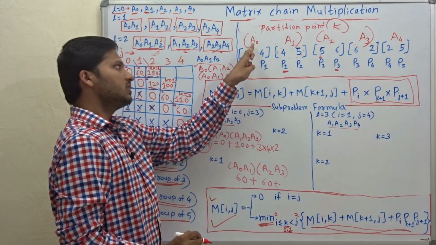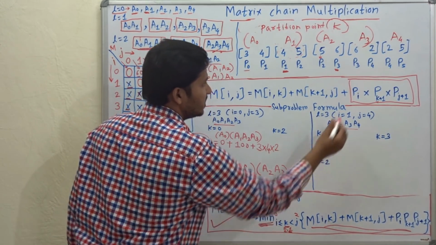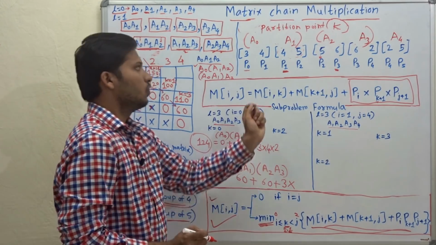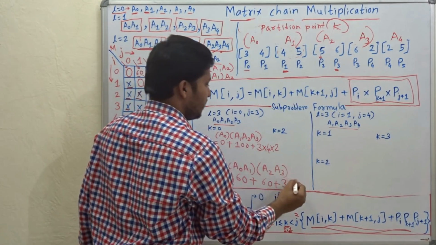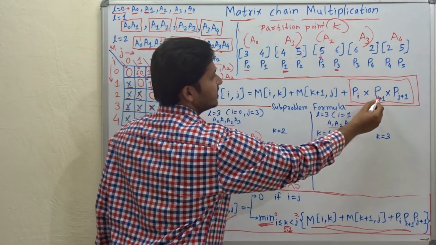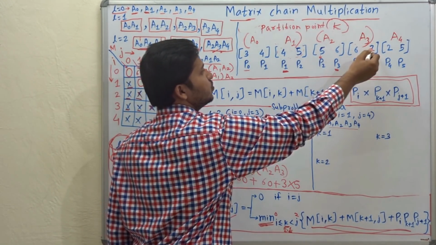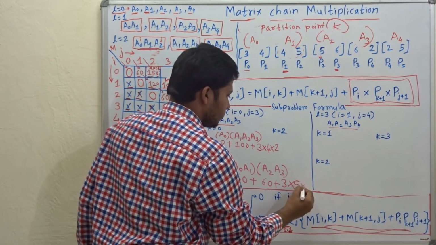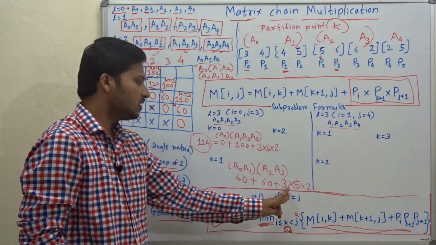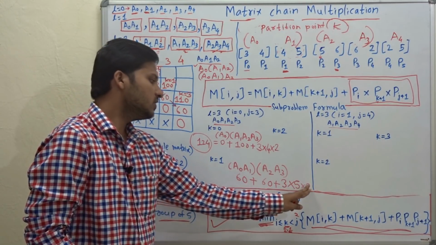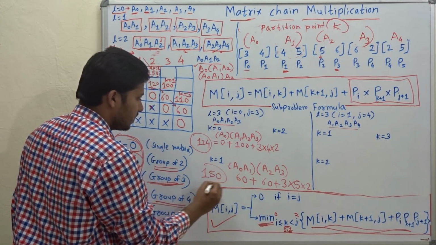What is the first dimension in the first partition? That is 3, which is Pi. Then what is the first dimension in the second partition? Here it is 5. That is Pk plus 1. And what is the last dimension in the second partition? That is 2. That is Pj plus 1. So 60 plus 60 is 120, plus 3 into 5 is 15, into 2 is 30. So 120 plus 30 is 150.